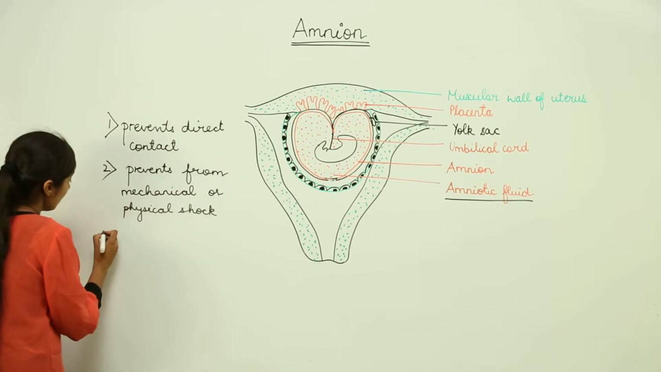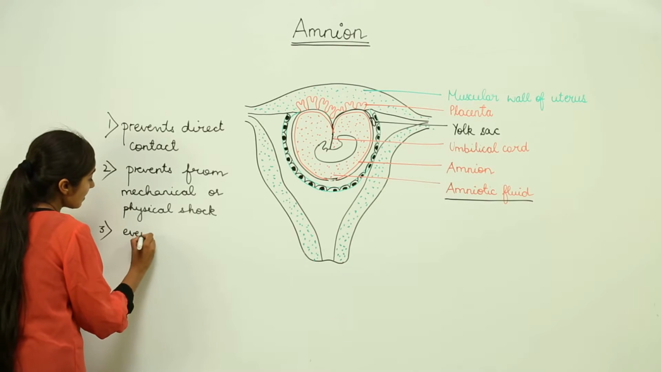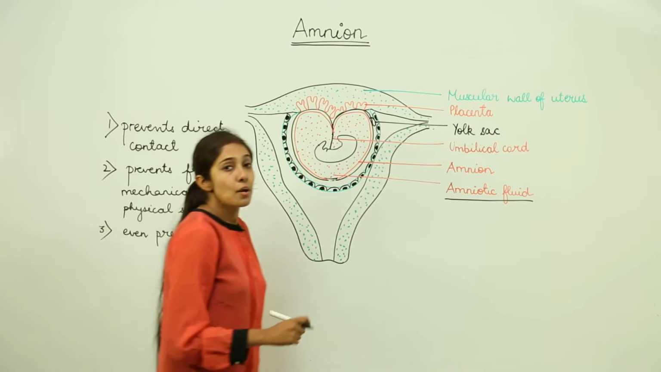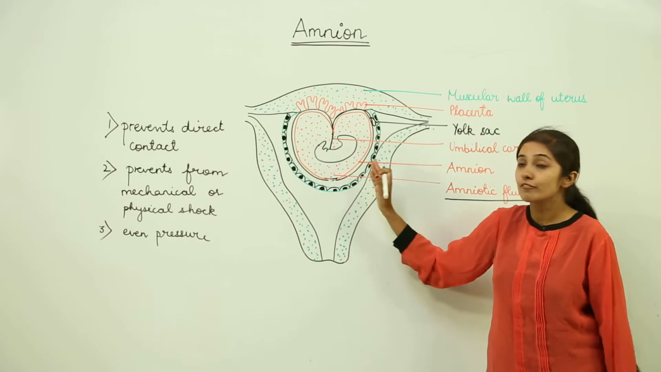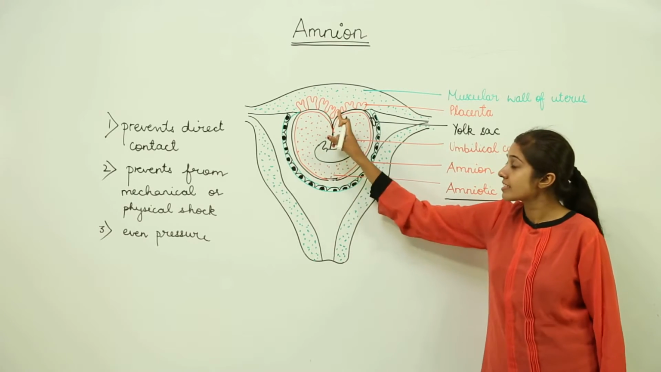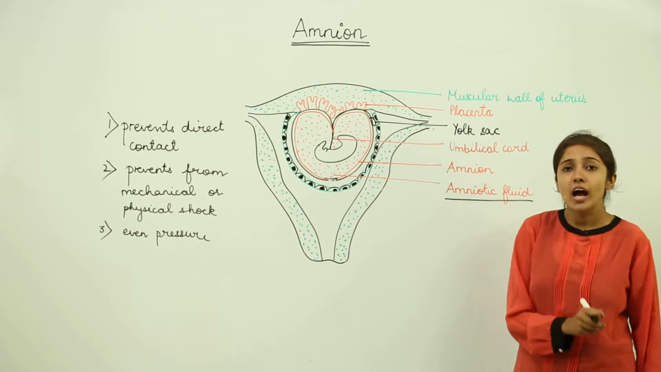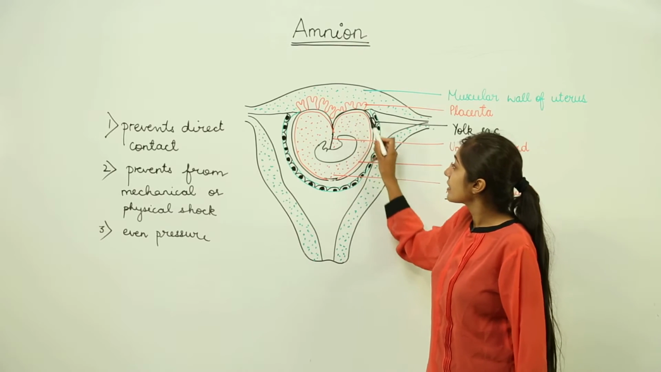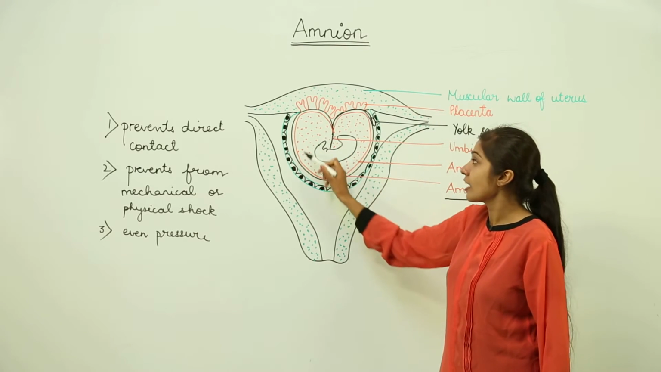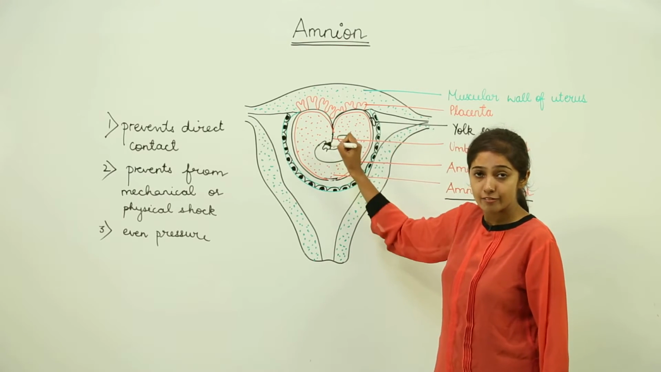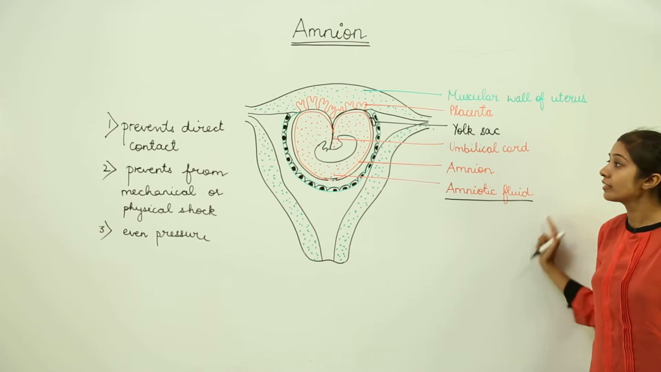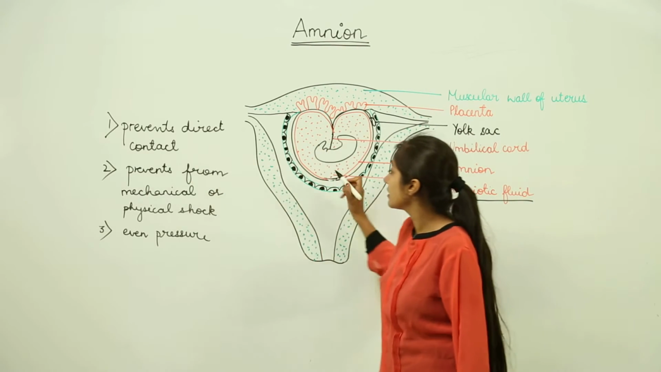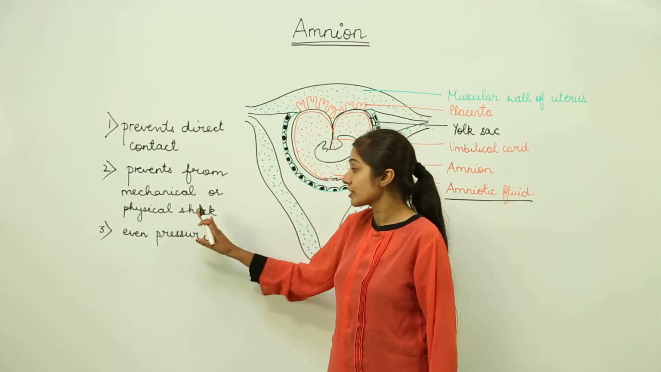Then thirdly, it maintains even pressure. The pressure is evenly maintained because of the presence of this amniotic fluid that is there between this amnion, this sac, and the fetus. So now you have a fair idea of what is this amnion. It is actually a sac that surrounds the fetus, and in between the sac we have the fluid that we call as an amniotic fluid, which has many functions to play. For example, it prevents direct contact with the sac, it prevents from any mechanical or physical shock, and it maintains even pressure.